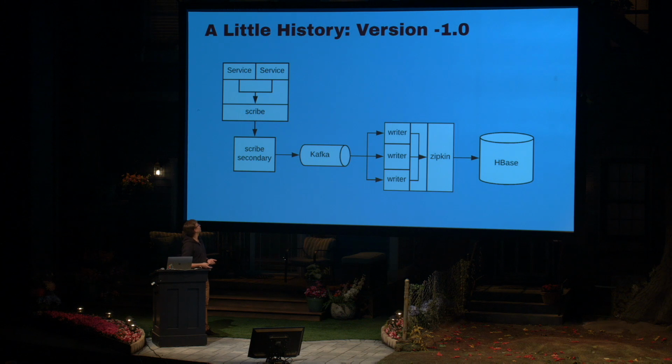We have a service at the top there. It emits trace data into Scribe. Scribe then aggregates that up into Kafka, and we consume that with a writer process, push that to Zipkin, and finally Zipkin stores that into HBase.